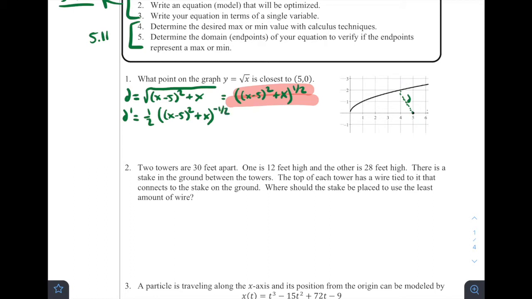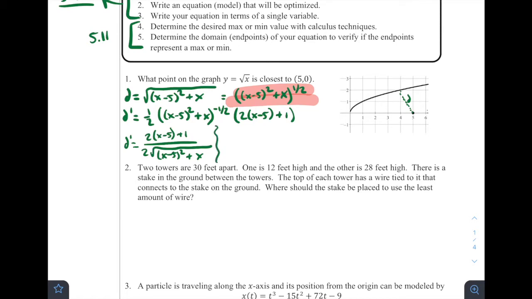Then we need to multiply by the derivative of the inside. So that is going to be 2 times (x minus 5) plus 1. And so that's going to be the derivative of the inside part right here. And so if we want to simplify this, I'm going to rewrite this so that it doesn't have any negative exponents. This is going to be d prime is equal to 2 times (x minus 5) plus 1, all divided by 2 times the square root of (x minus 5) quantity squared plus x.